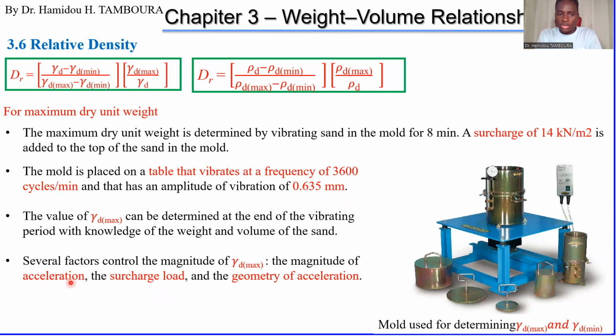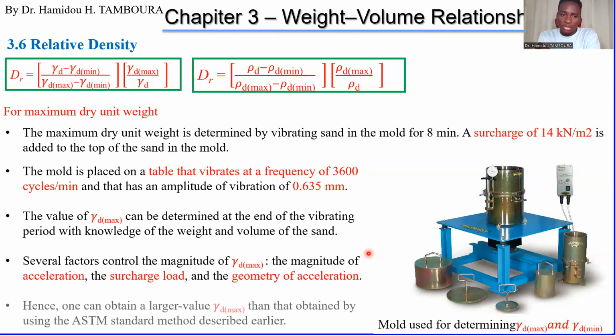Anything you change in this parameter will definitely affect the maximum dry unit weight you obtain. This is how minimum and maximum dry unit weight are obtained. So when you see the maximum and minimum dry unit weight of any soil, for example, in Japan we use Toyoura sand, the maximum and minimum dry unit weight of Toyoura sand are determined by using this kind of procedure.